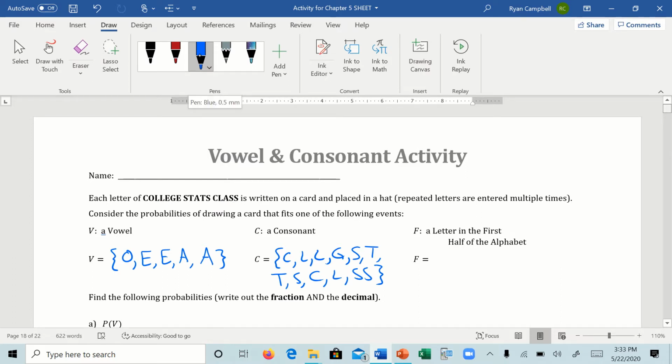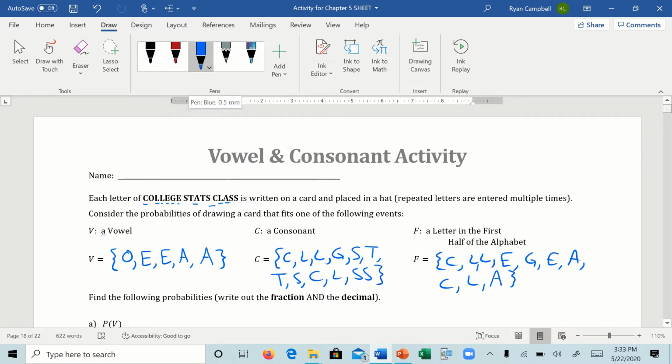F is a letter in the first half of the alphabet. So the first half of the alphabet goes from A to M. So what are all the letters that are A to M? So we can see there's a C, two L's, E, G, and E. We have an A, C and an L, and then an A. All right. So any other letter is outside. It's N to Z. We're not going to talk about those for that section.